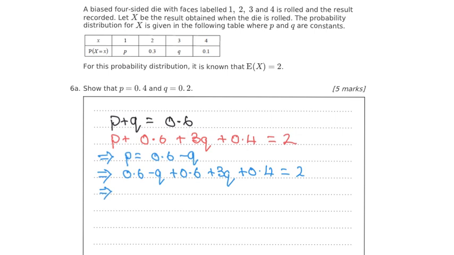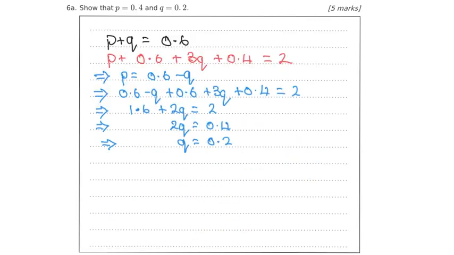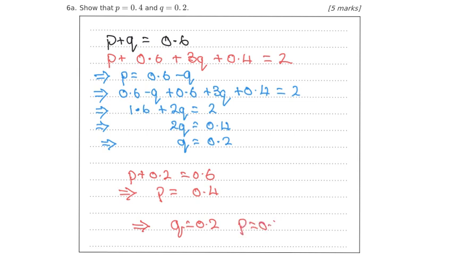Therefore, I get 1.2 plus 0.4 is 1.6 plus 2Q is equal to 2. Therefore, 2Q is equal to 0.4. Therefore, Q is equal to 0.2. Substituting Q equals 0.2 into the first equation, I get P plus 0.2 is equal to 0.6. Therefore, P is equal to 0.4. Therefore, Q equals 0.2, P equals 0.4. Proved.